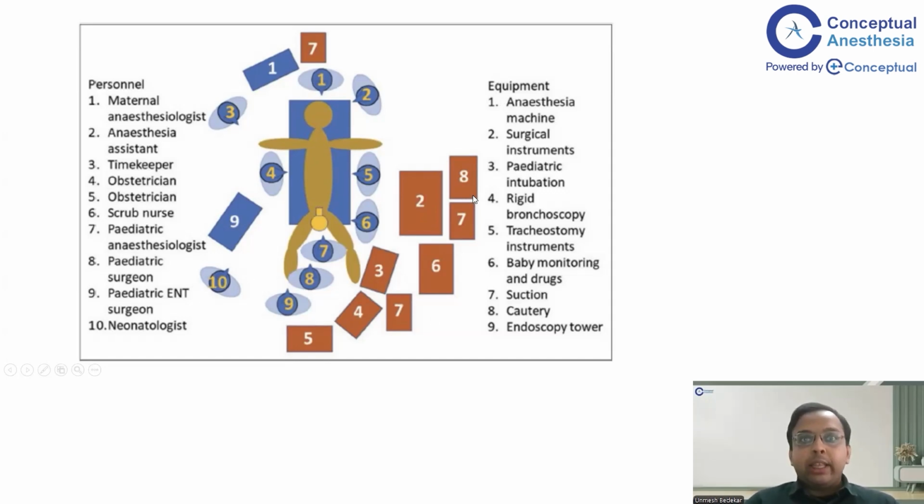What all equipment is needed? At one, there is anesthesia equipment for the mother. Surgical equipment is behind the surgeons here. Pediatric intubation equipment is here with the pediatric anesthesiologist. A rigid bronchoscope is kept just in case you need to tackle a difficult airway. Tracheostomy instruments are also in place. Then monitoring of the baby and drugs needed for the baby are here. Suction, cautery, and endoscopic tower. So this gives you a glimpse of how many people are involved in doing a successful EXIT procedure and the ergonomics of all these people involved here.